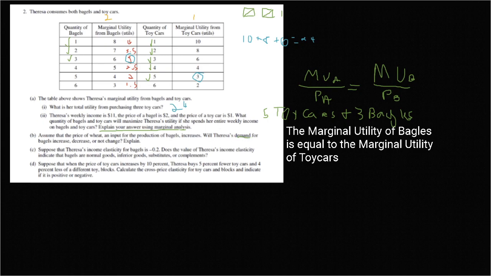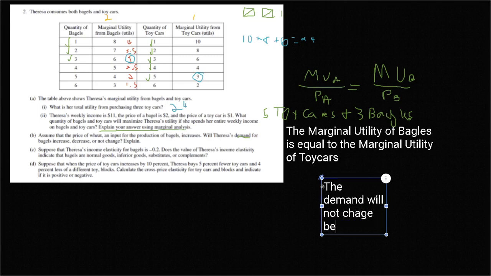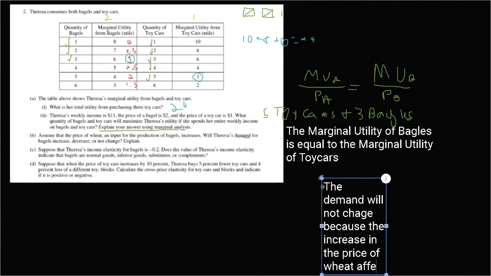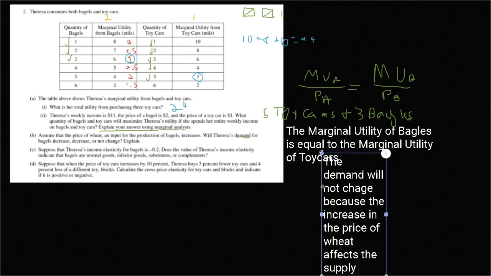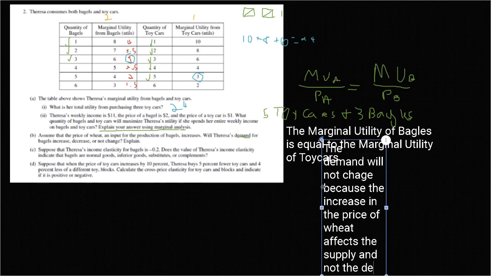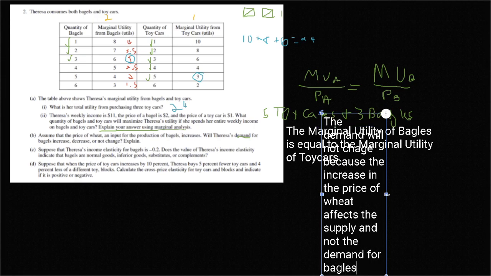So you could say demand will not change because the supply, and not the demand for bagels, changes. Something like that.